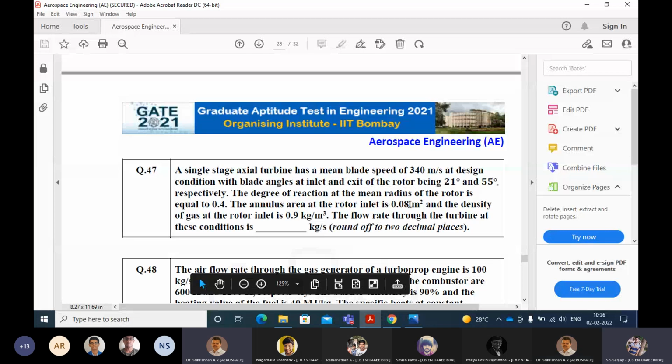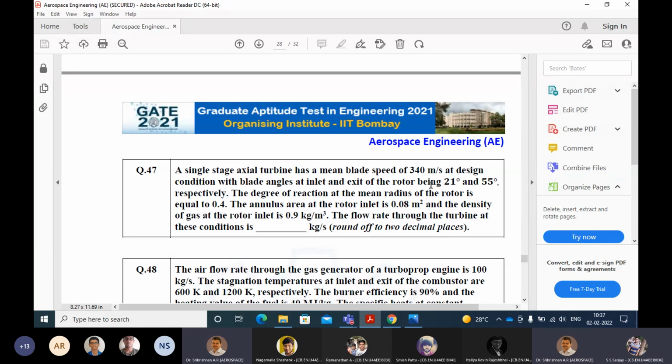Yeah. And then, sir, from the degree of reaction, we can find the flow coefficient, and from that, we can find VA. So the degree of reaction R is given by phi by 2 into tan beta 1 minus tan beta 2. But, sir, tan beta 1 minus tan beta 2 gives a negative value. So I don't know why they've given beta 1 being lesser than beta 2.